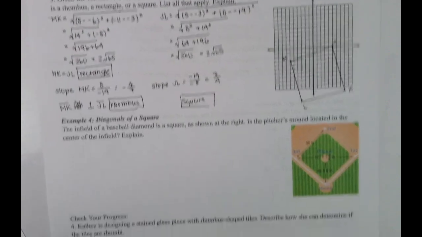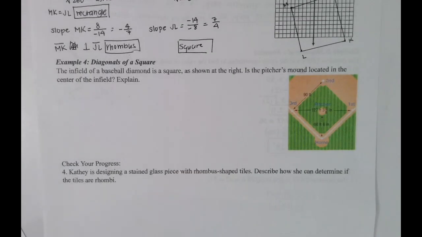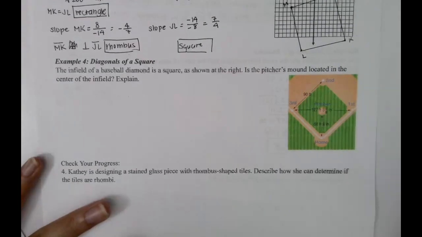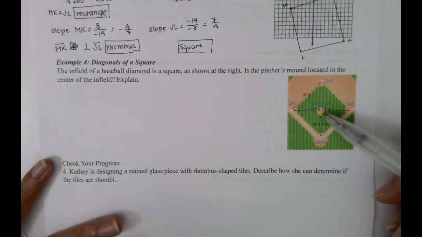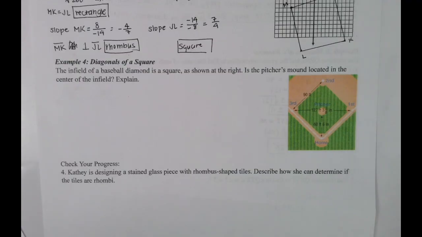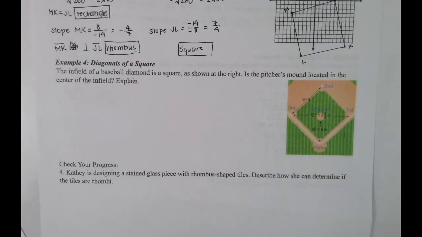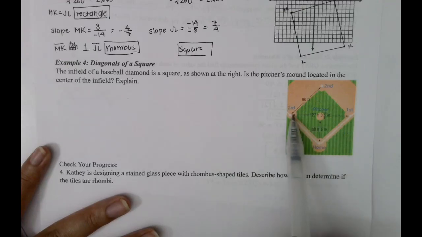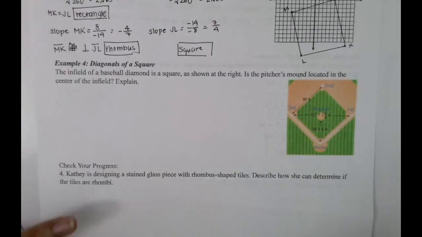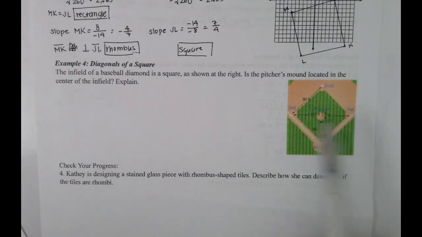Okay, so here's the next question. Example 4: the infield of a baseball diamond is a square as shown at the right. We want to know, is this pitcher's mound located in the center of the infield, and to explain why. What we know is that because it's a square, the diagonals are bisected. That's part of the properties of a square because it's a property of a rectangle. So here we want to see, is half of this equal to this? Because the diagonals are bisected and congruent.